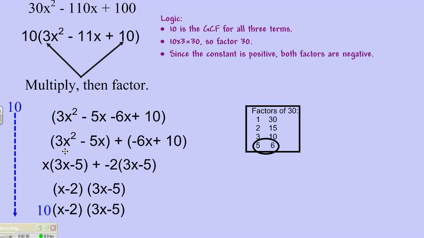So here we see that we can group the first two and the last two terms. And finally we factor out the greatest common factor from each pair of terms. And then we recombine the 2 and the x into x minus 2, both multiplied on 3x minus 5. And don't forget the 10 we factored out in the beginning.